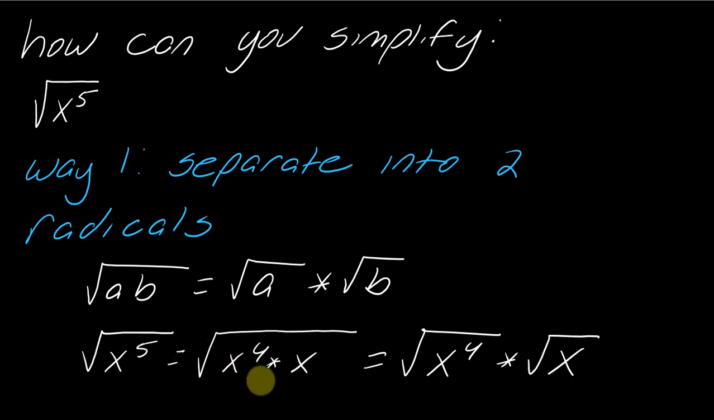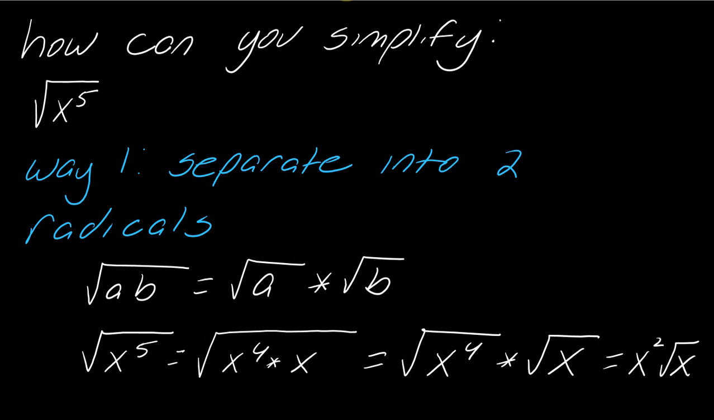By rewriting like this, I can write this as the square root of x to the 4th times the square root of x. What does that allow me to do? Then I can use the rational exponent idea, right? I can effectively divide this exponent by 2. So I get x squared times the square root of x. This is one way that you can simplify.